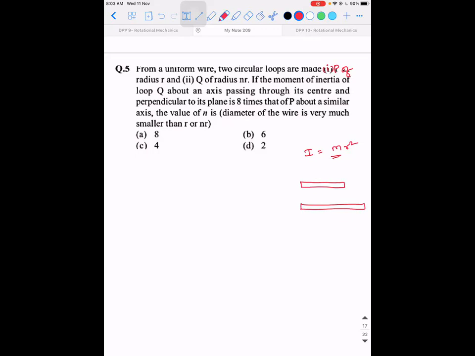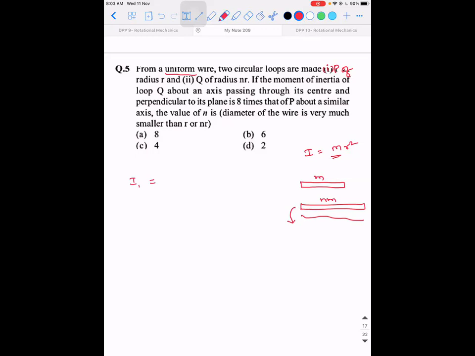Are you guys able to understand? One important point: from a uniform wire, if the mass of this wire is m, then what will be the mass of this part of the wire? It will be n times m, because this is what is going to get converted into a circular loop of radius nr. If I have this idea, the remaining things are easy. What are they asking? The value of n, right?